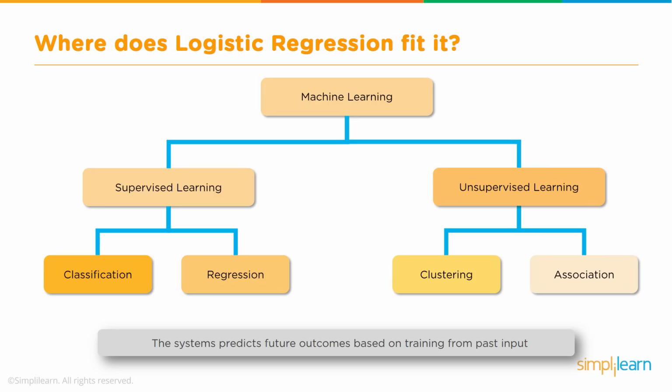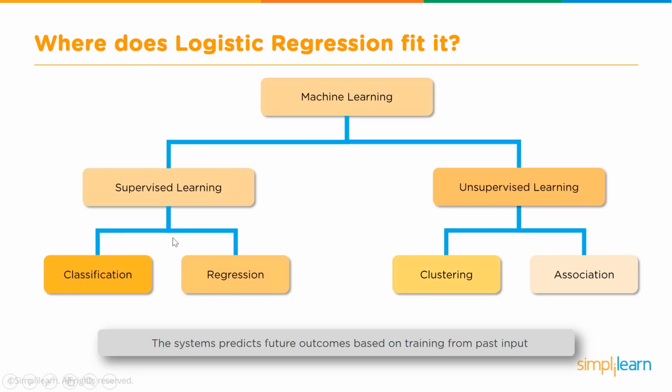So where does logistic regression fit into the overall machine learning process? Machine learning is divided into mainly two types. There is a third one called reinforcement learning, but we will not talk about that right now. So one is supervised learning and the other is unsupervised learning. Unsupervised learning uses techniques like clustering and association, and supervised learning uses techniques like classification and regression.